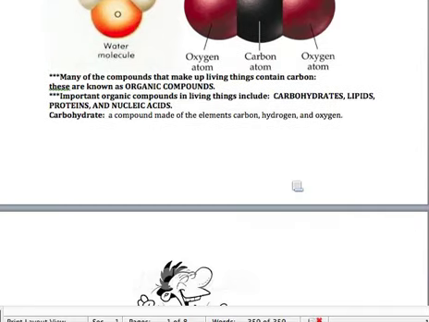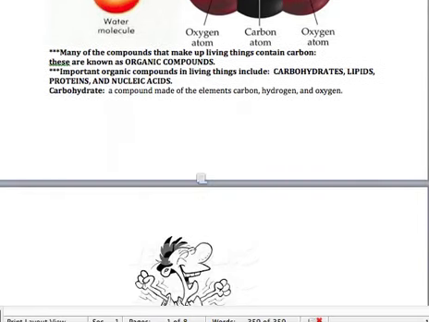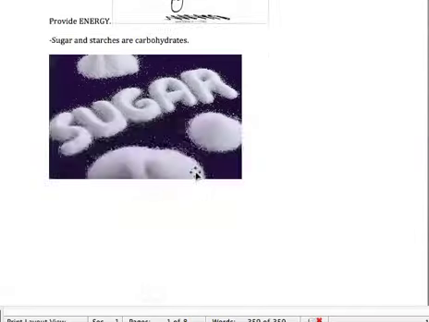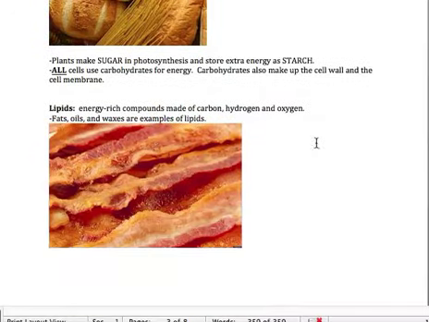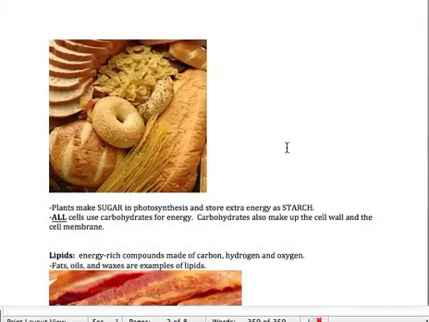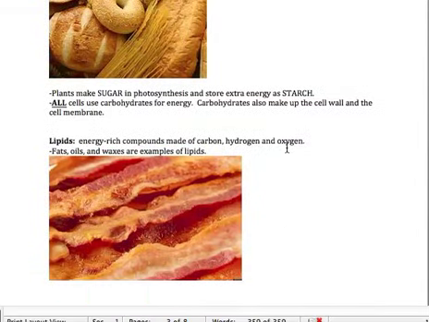And we've looked at the idea that there are many elements that make compounds that make up living things that contain the element carbon. And if they contain the element carbon, they're known as organic compounds. The important organic compounds in living things that we looked at are carbohydrates, lipids, proteins, and nucleic acids. So carbohydrates and lipids both contain carbon, hydrogen, and oxygen, but in differing amounts. And lipids are more energy rich than carbohydrates.